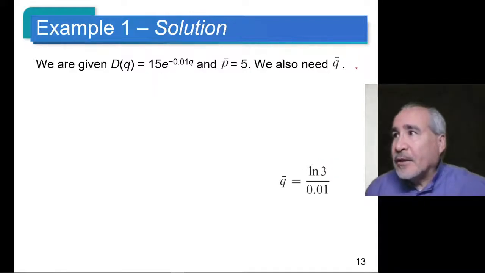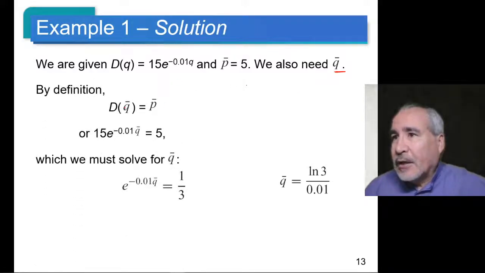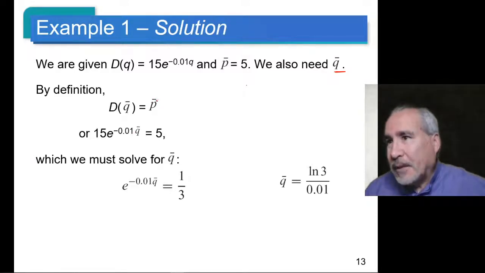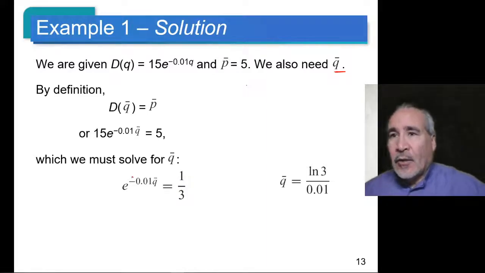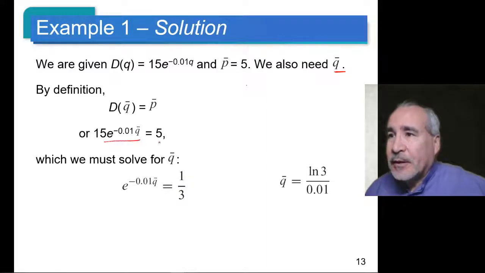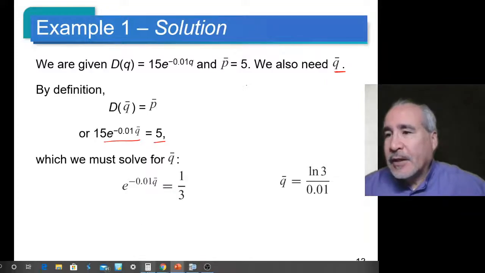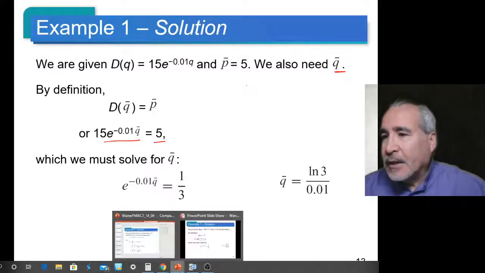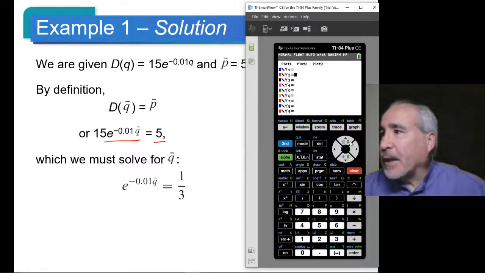So what we need to do is get Q bar. Well, what is Q bar? Q bar is the value of the function that would give us P bar. P bar is 5, so we solve the equation for Q. We could do this either by hand, or we could just graph both of these with a graphing calculator. Let me just show you that one, because we're going to come back to this anyway.